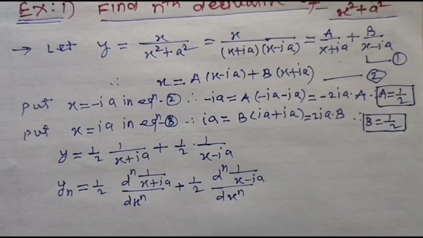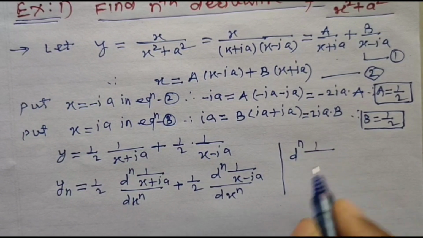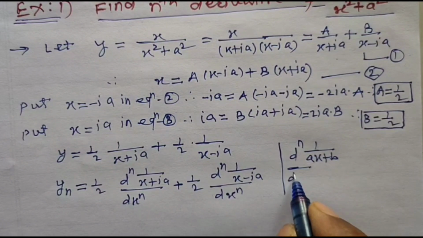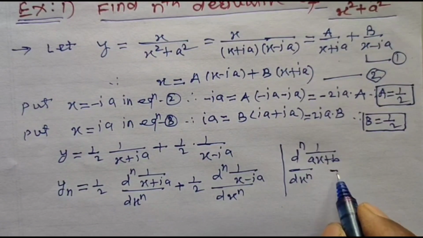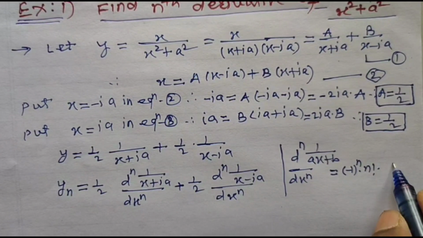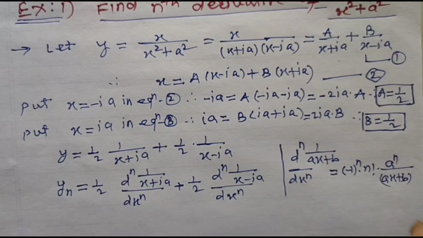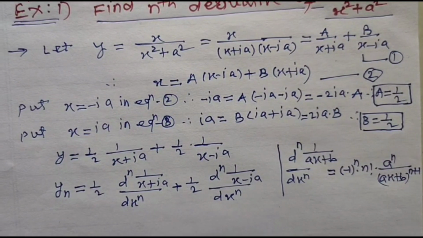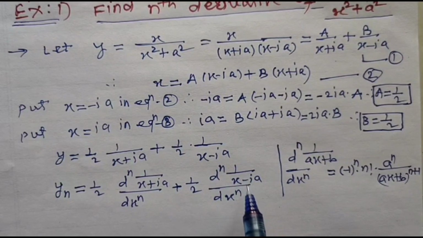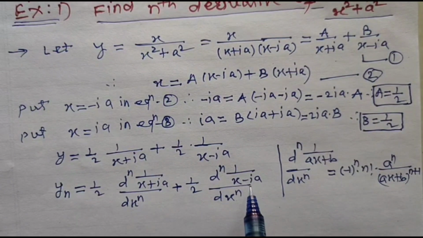Now we have to apply a formula. We know this formula: the nth derivative of 1 upon ax plus b, which is a linear polynomial in the denominator, is given by minus 1 to the power n into n factorial into a to the power n upon ax plus b to the power n plus 1. You have to remember this formula because we are applying it. We need the value of the nth derivative of 1 upon x plus ia and the nth derivative of 1 upon x minus ia. x plus ia and x minus ia are both linear polynomials.